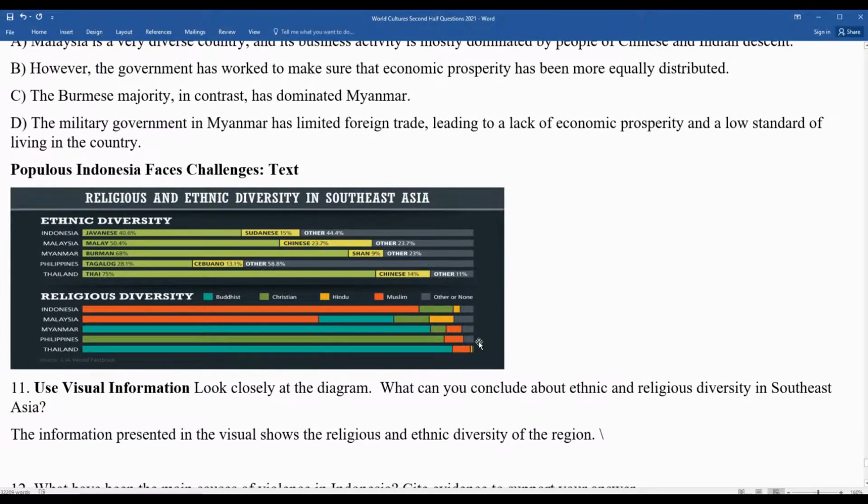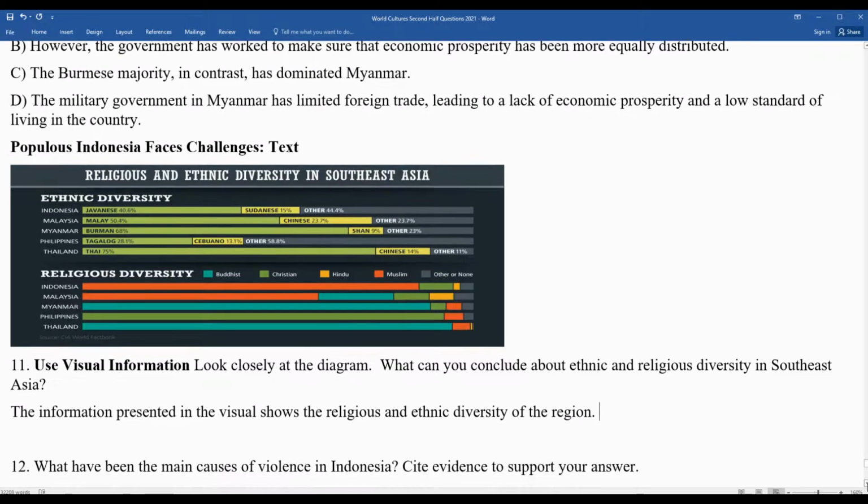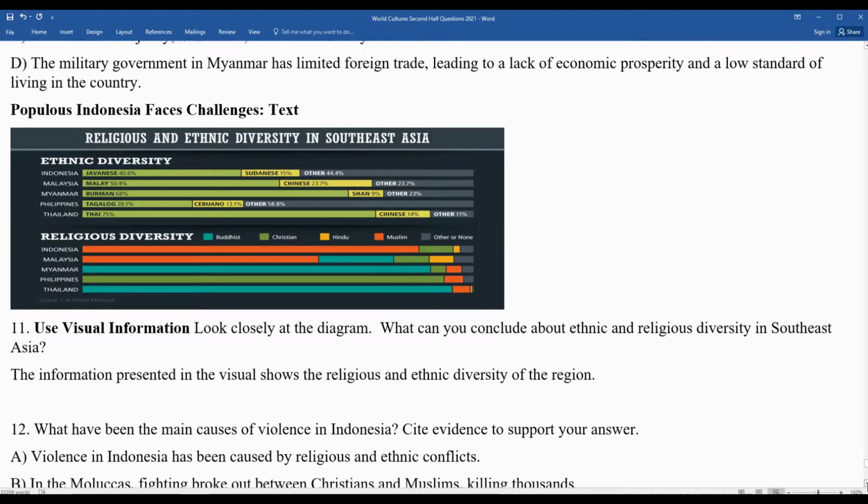Okay. If you look at the information presented in the visual, it shows the religious and ethnic diversity of the region. So it's not a standardized area with all the same religion, but you can see Buddhist, Christian, Hindu, and Muslims, as well as some other religious groups that all have a presence in these areas. 12 would be the main causes of violence in Indonesia.